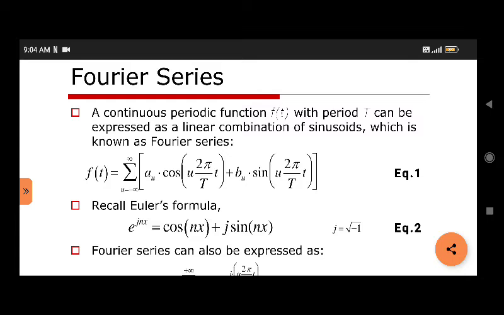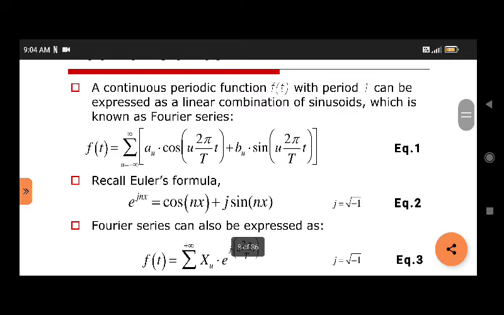f(t) is equal to the summation from n minus infinity to plus infinity of a_n cos(n·2π/T · t) plus b_n sin(n·2π/T · t). Here capital T is the time period of the signal, and small t is the time variable. So if we put in all the values, then we get the sinusoidal form of the signal.